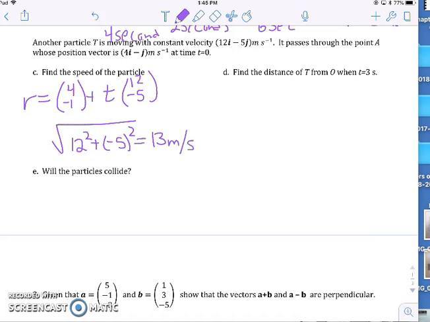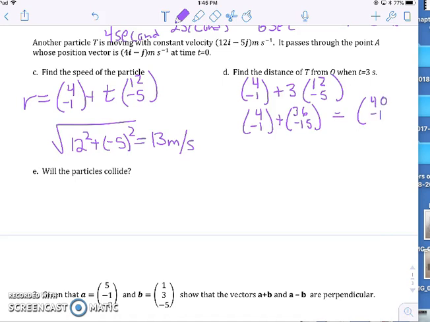So find the distance from O when t equals 3. So let's see. It starts here at 4, -1. Where is it when t equals 3? So 4, -1 plus 3 times 12, -5. So we have 4, -1 plus 36 and -15. So that equals 40 and -16. So that's how far away it is.